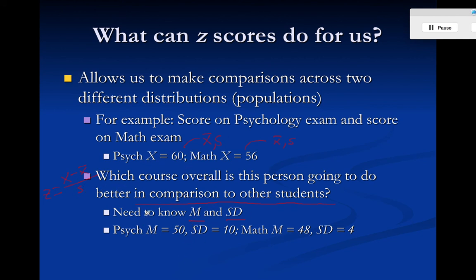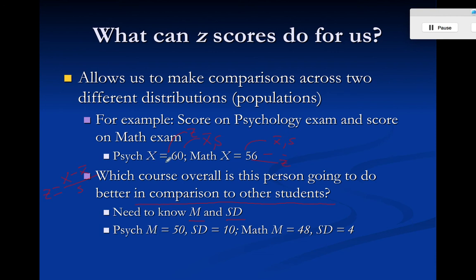Number one, let's calculate first the Z-score for psych. Why am I saying I'm going to calculate first the Z-score for psych? Because there's only a Z-score for psych, and then there has to be a separate Z-score for math. I'm not going to calculate one Z-score for both together. I have to calculate a Z-score for each distribution separately. There's a score here, it needs a Z-score. There's a score here, it also needs a Z-score.